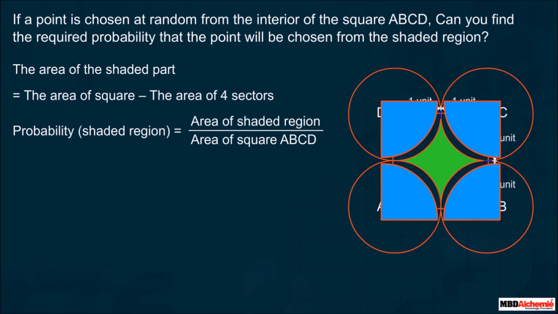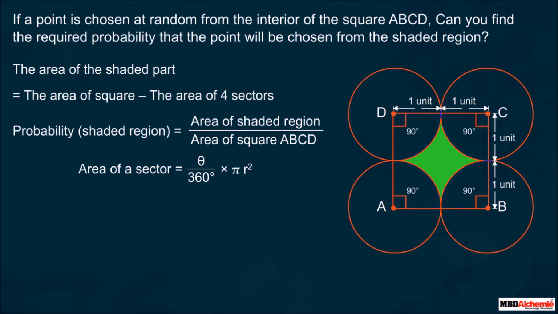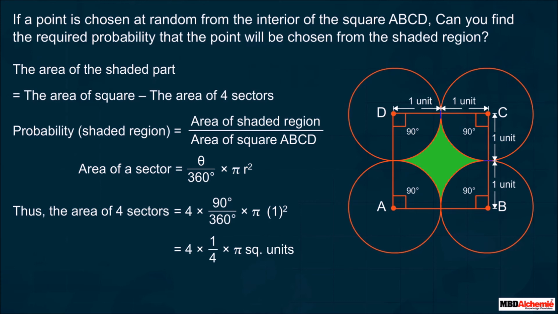As we know, the area of a sector is theta upon 360 multiplied by pi r square, and the measurement of each angle of a square is 90 degrees. Thus, the area of four sectors of a square is 4 into 90 upon 360 multiplied by pi into 1 square. The radius of a circle is 1 unit. Now, on solving it, we get the area of four sectors as pi square units.